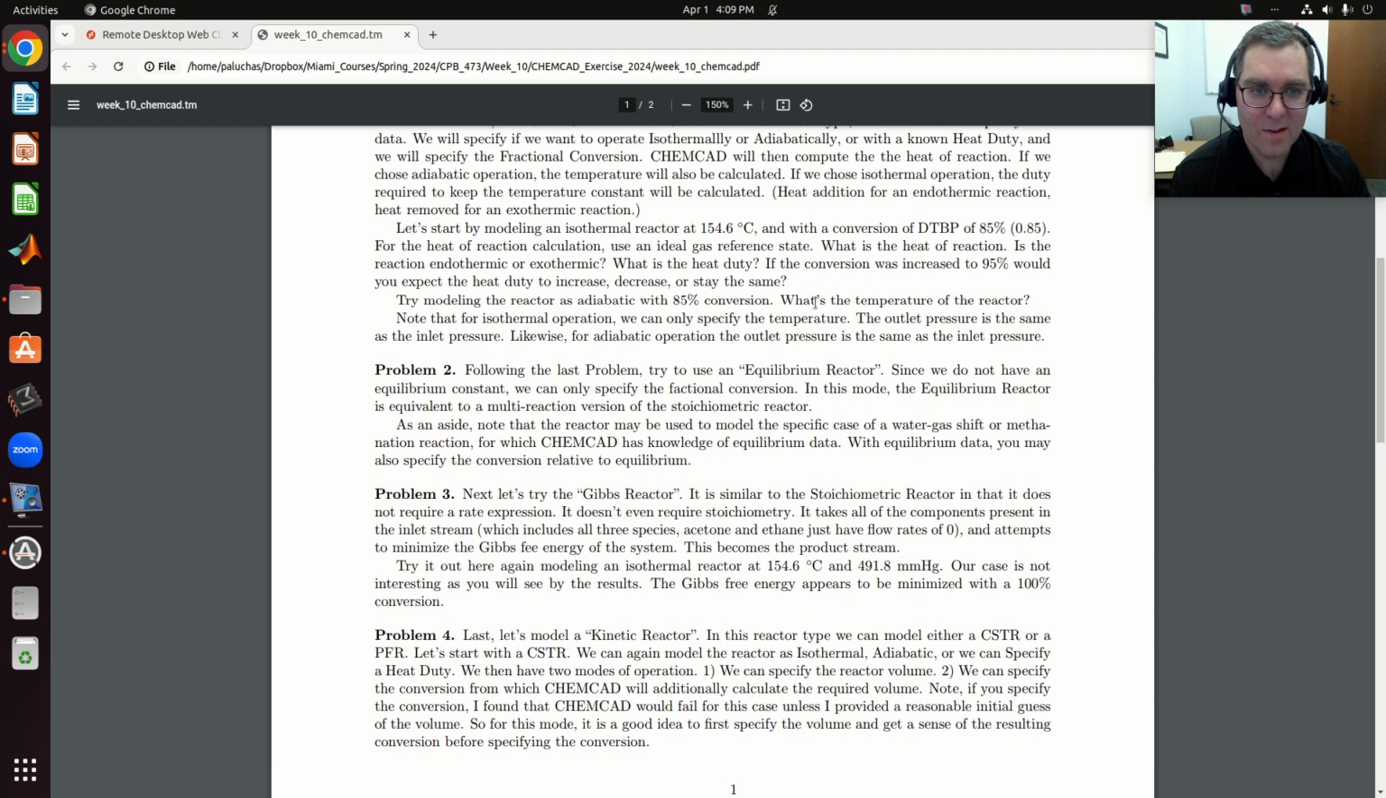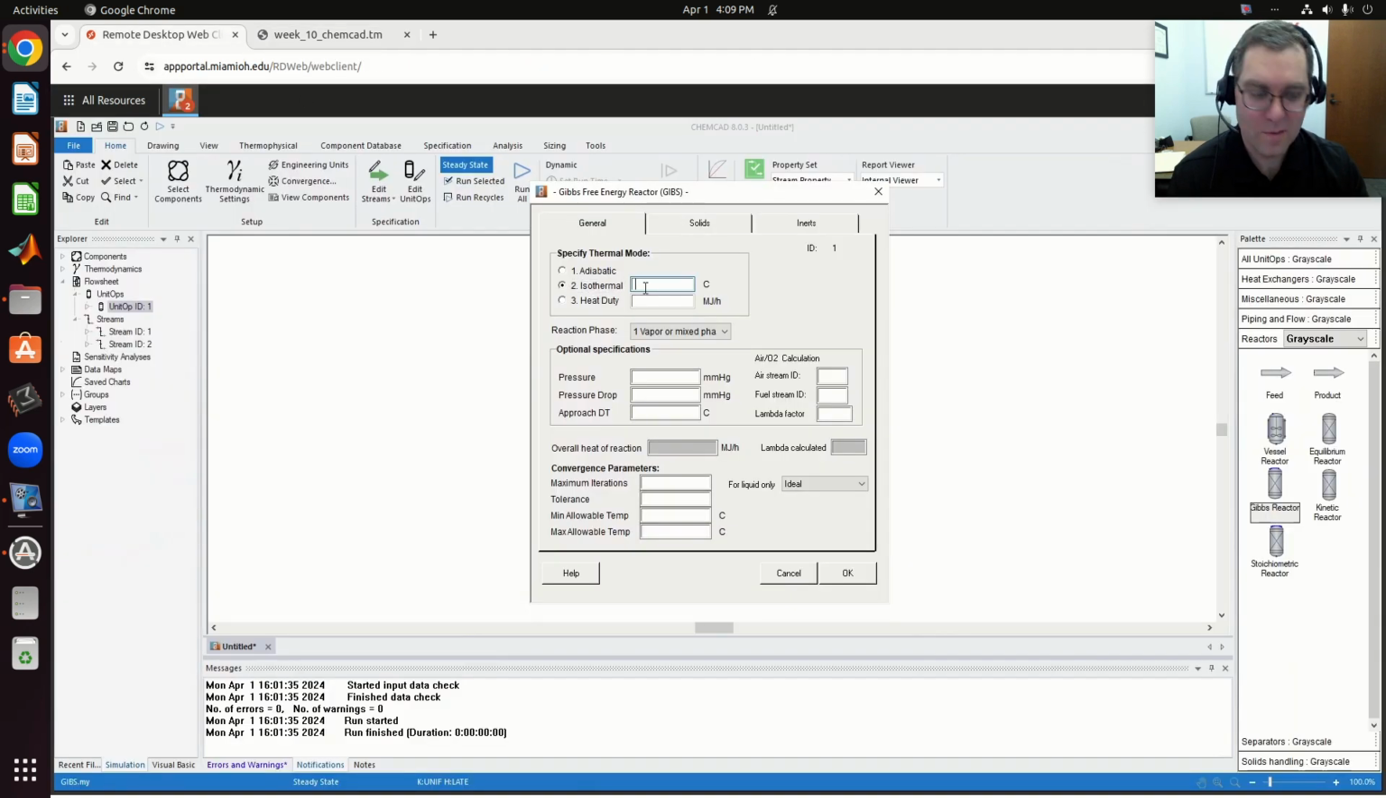Okay, I'm going to go back to the first case of assuming it's isothermal at 154.6 degrees C. Okay, great. For the reaction, I'm going to use vapor or mixed phase. You could also specify liquid phase only if it's a liquid phase reaction, but in our case, it's going to be a vapor phase reaction. Vapor or mixed would be if I have two-phase equilibrium.